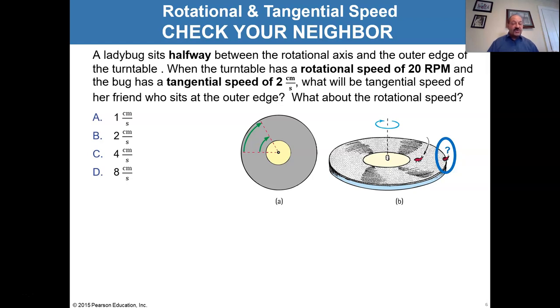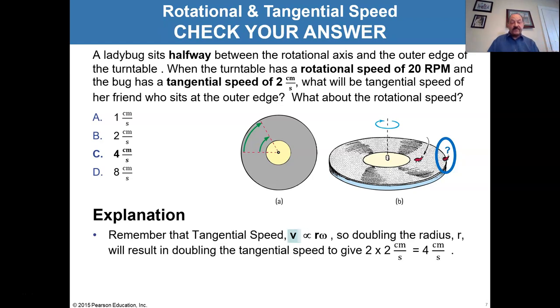So rotational is how many circles in a minute, 20 per minute, and tangential speed is how much distance they're covering, 2 centimeters every second. What will be the tangential speed of her friend who sits on the outer edge of the ring? What about the rotational speed? Well, let's take these one at a time. So I'll let you think about it. We are doubling the radius. What happens to each of these two velocities, these two speeds? Well, we were at a tangential speed of 2 centimeters per second, halfway in, but now we're doubling the radius. So we're going to get 4 centimeters per second. We double the radius, we double the tangential velocity. They are proportional to one another.